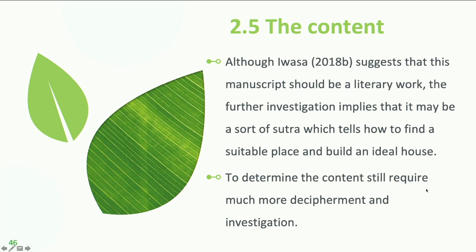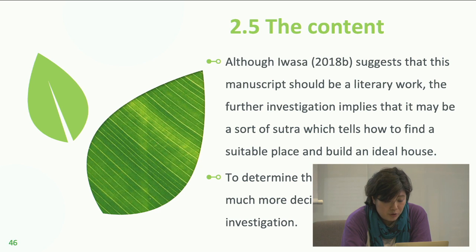Also, I suggested that this manuscript should be a literary work. The further investigation implies that it may be a sort of sutra which tells how to find a suitable place and build an idol house. To determine the content still requires much more decipherment and investigation. There are many parts PMOs are not sure. This is partly due to the individuality of the characters in themselves, undoubtedly, but also due to several instruments and vocabulary which are not used and known to Sani people anymore today.